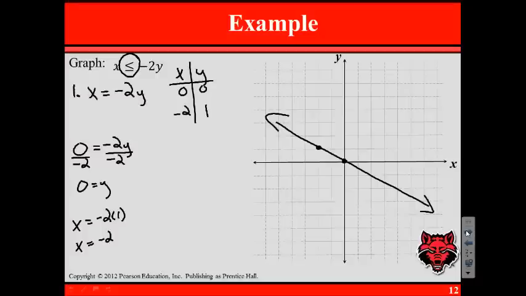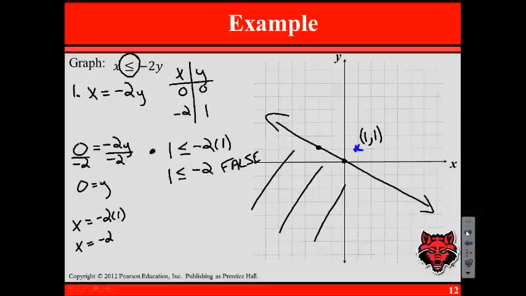Now we want to choose another test point. We can see that 0, 0 is not an option because our boundary line goes through that point. So I might choose one that's close to 0, 0. Let's choose 1, 1. So we take our test point and plug it into the original inequality, giving us 1 is less than or equal to -2 times 1, or 1 is less than or equal to -2. That is a false statement. A positive is never less than or equal to a negative number. So we will shade the region that did not contain that test point.